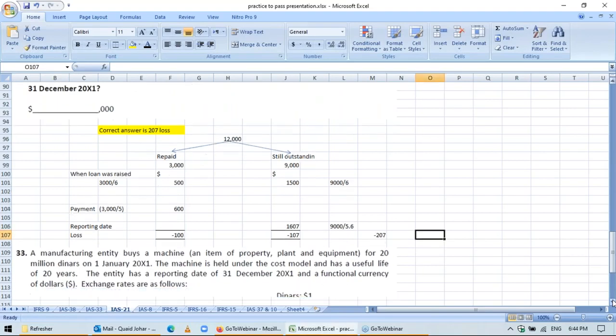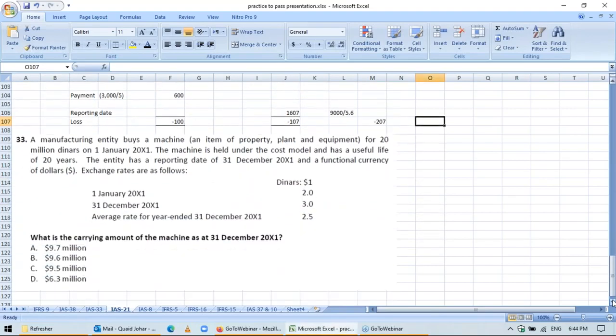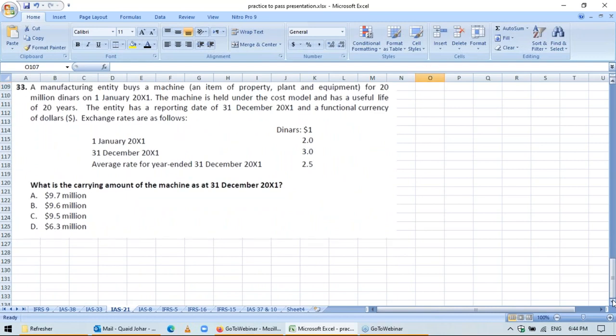Okay, students, I hope you have completed this one. Now the next question is 33. Let's do question number 33. So it says, a manufacturing entity buys a machine, an item of property, plant and equipment, for 20 million dinars. So they have purchased the machine at 20 million dinars, and this is on 1st of January 2001.